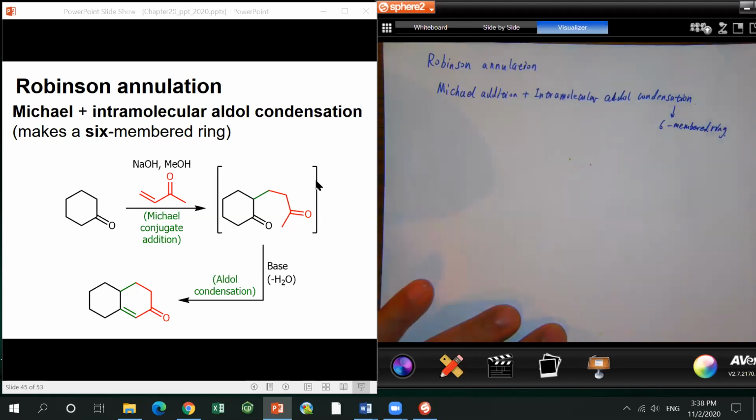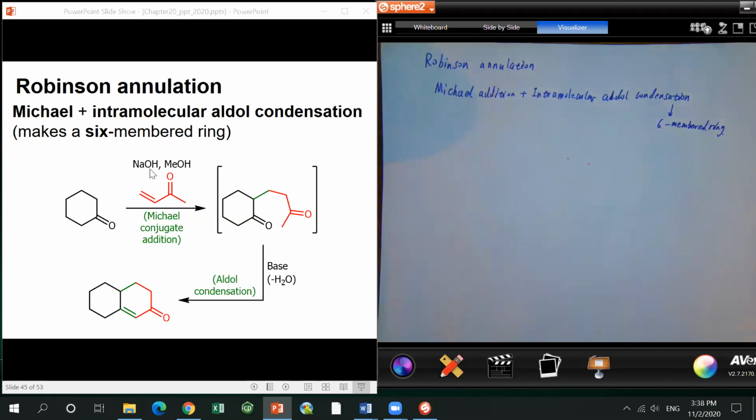Okay, here we just use one example to learn this reaction, the Robinson annulation. Normally you start with one ketone, and then another alpha beta unsaturated carbonyl compound. This alpha beta unsaturated carbonyl compound itself also has an alpha carbon, here on the alpha beta unsaturated compound.